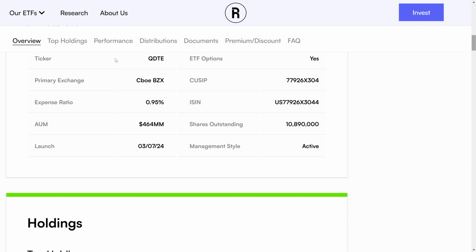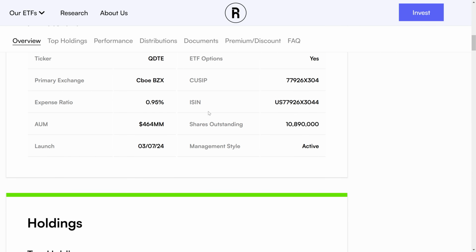QDTE and JEPQ are two very popular ETFs among yield-seeking investors. Both funds use covered call strategies to generate huge yields. But which one is better? Let's take a look. Right off the bat, we see that QDTE charges higher fee than JEPQ.